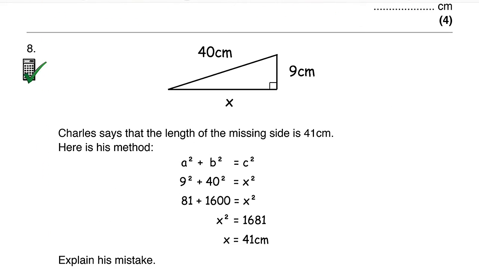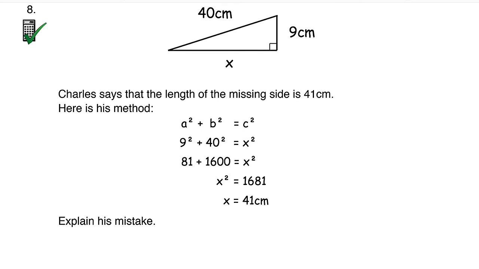Let's move on to question number 8. Question number 8 is a word problem question. Charles says that the length of the missing side is 41 cm, which is this x. Here is his method. a squared plus b squared equal to c squared. This formula is absolutely correct. He took 9 and squared that plus the hypotenuse squared equal to x squared. 9 squared is 81. 40 squared is 1600. Add together we have 1681. Take the square root of both sides, we have 41.